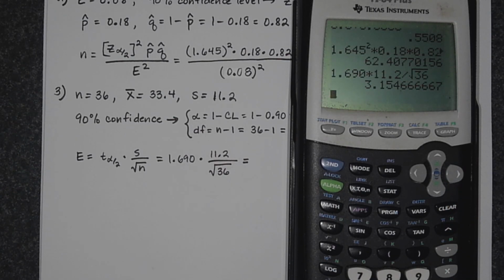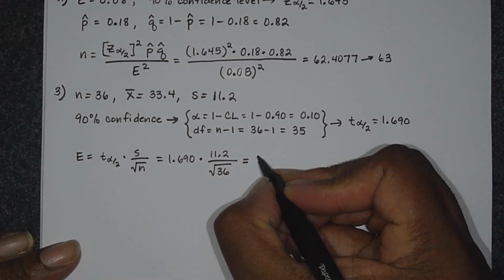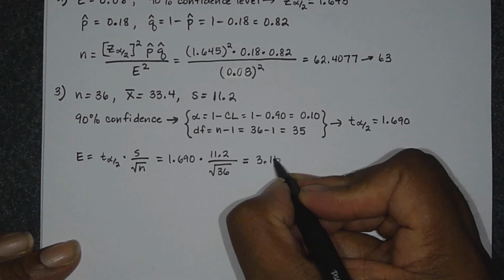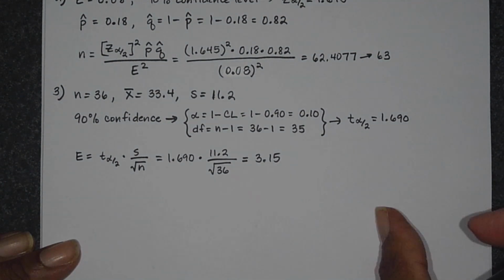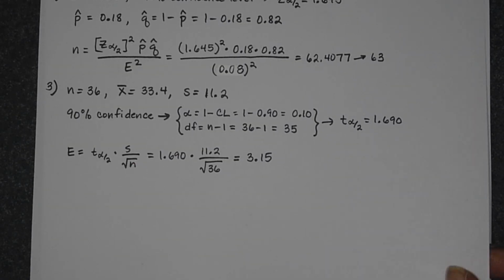Let's round this off to 2 decimal places. That's going to be what? 3.15. So that's our margin of error. Okay.